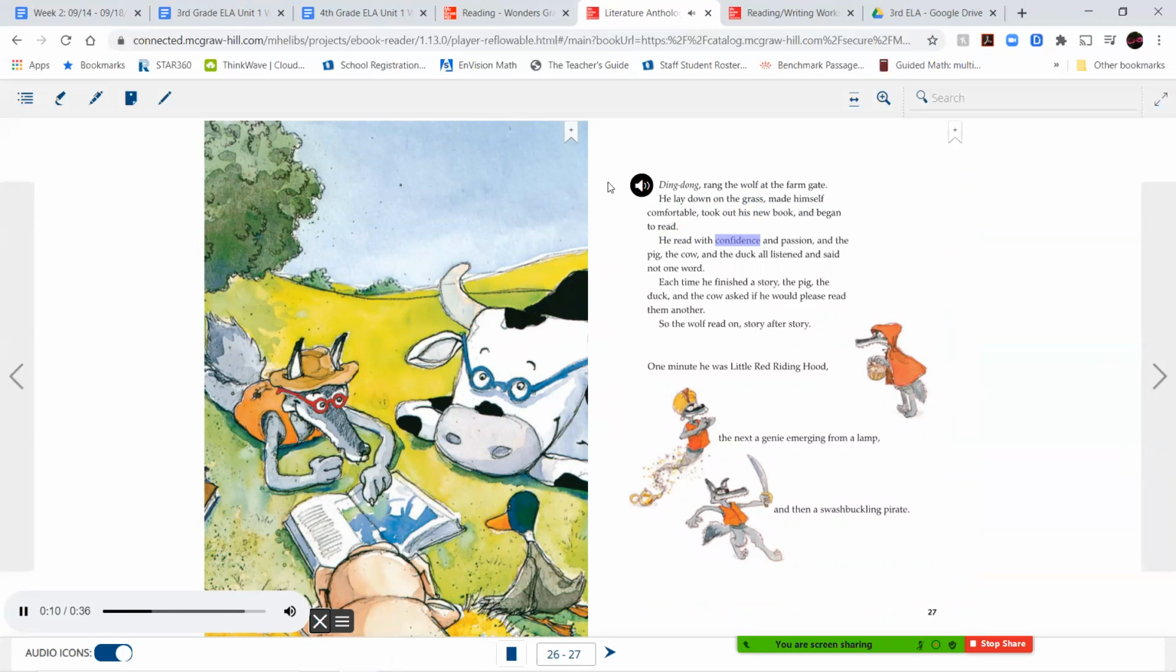He read with confidence and passion, and the pig, the cow, and the duck all listened and said not one word. Each time he finished a story, the pig, the duck, and the cow asked if he would please read them another. So the wolf read on, story after story. One minute he was Little Red Riding Hood, the next a genie emerging from a lamp, and then a swashbuckling pirate.